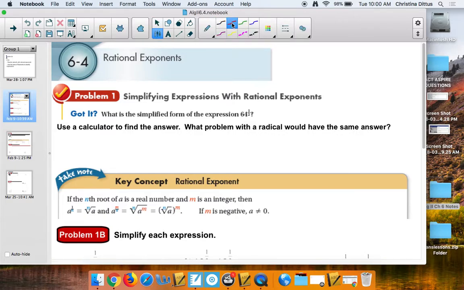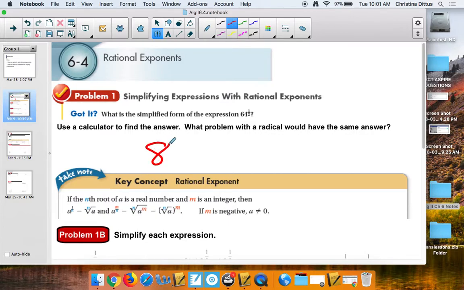Okay. It says, what is the simplified form of the expression 64 to the 1/2 power? Why don't you type that in your calculator? Tell me what 64 to the half power is. You might have to put it in as 0.5. That's probably the safe bet. How do you do that? 64 caret. Like that? Yes. Your calculator spits out 8, right? Yes.